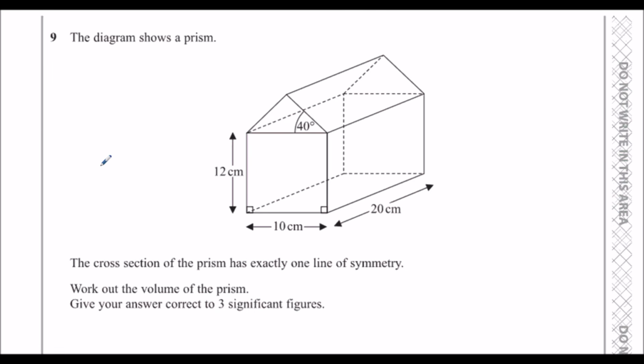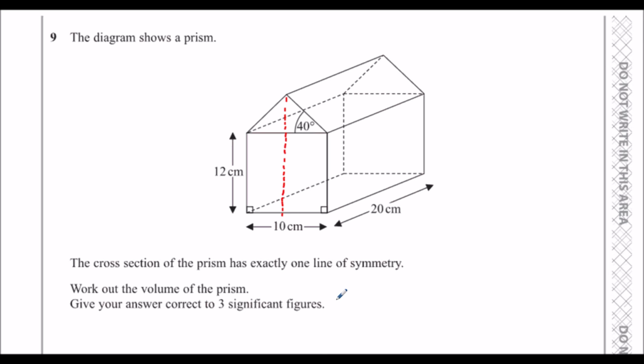Question 9. We've got a prism that's drawn for us here, and we've got some lengths on it, and we've got an angle given to us as well. The cross section of the prism has exactly one line of symmetry. So that's telling us that there's a line of symmetry down here. What it's really telling us is this triangle on top was an isosceles triangle. Work out the volume of the prism.